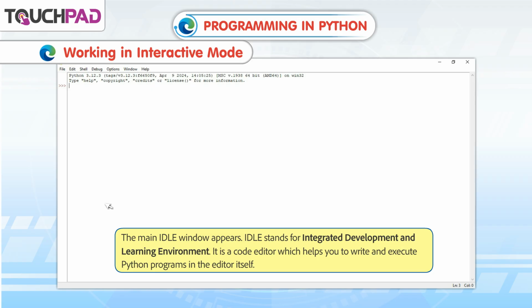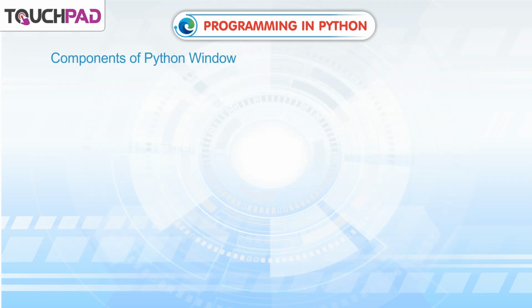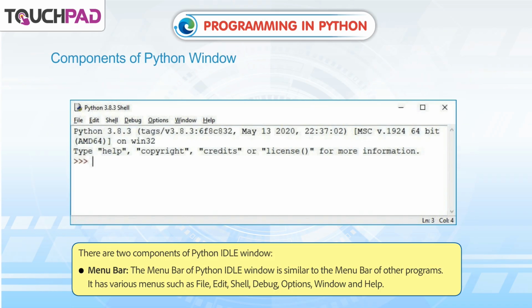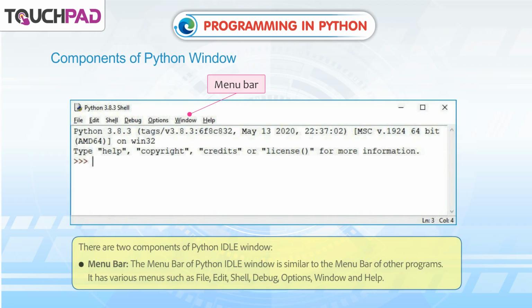IDLE stands for Integrated Development and Learning Environment. It is a code editor which helps you to write and execute Python programs in the editor itself. Components of Python window. There are two components of Python IDLE window. Menu bar. The menu bar of Python IDLE window is similar to the menu bar of other programs. It has various menus such as File, Edit, Shell, Debug, Options, Window and Help.